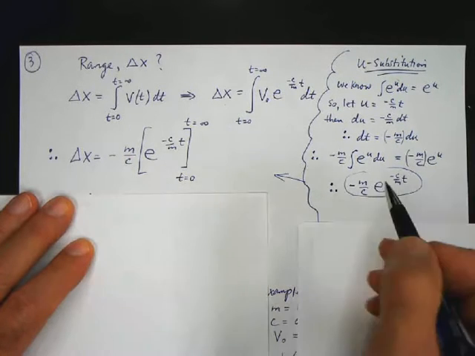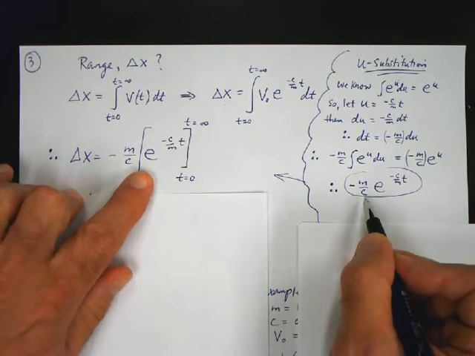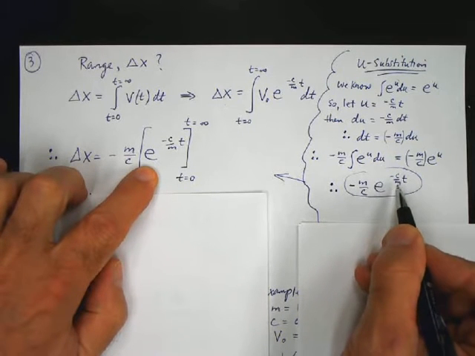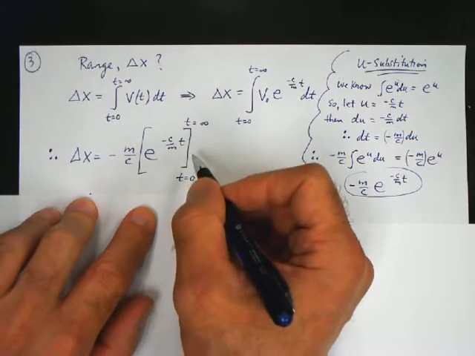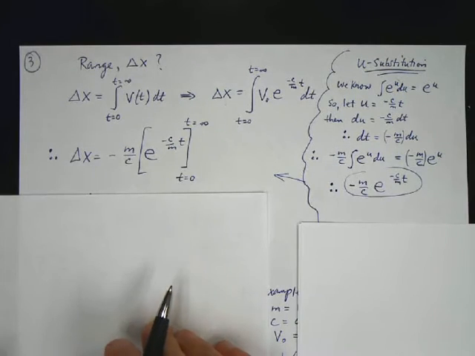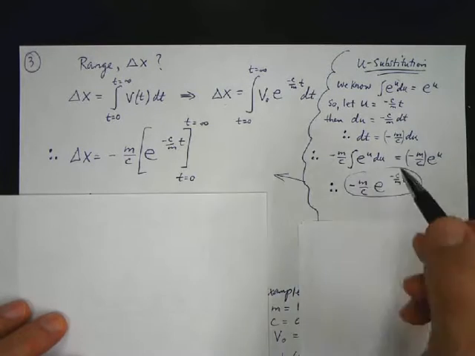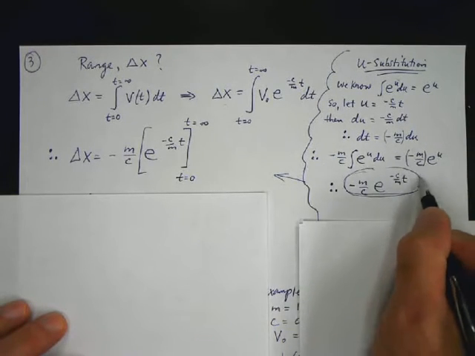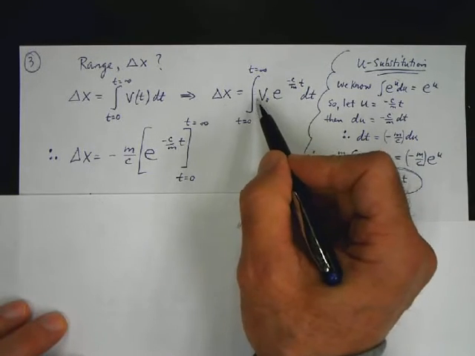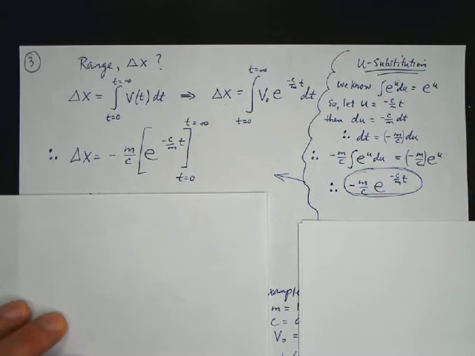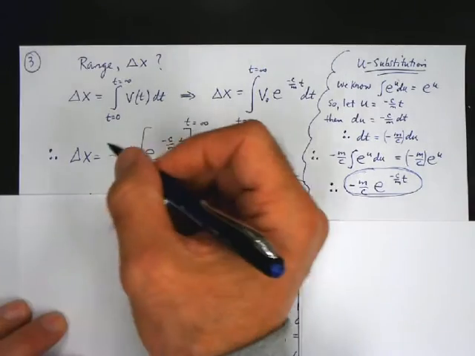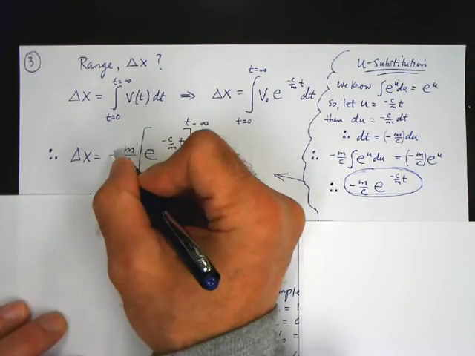Now, with that, we can go ahead and solve for delta x, or range. That's just the integral, right? So delta x is equal to negative m over c e to the negative c over m t, and we're going to evaluate it from t equals 0 to t equals infinity. So this is the result. This is the answer for taking the integral of that.